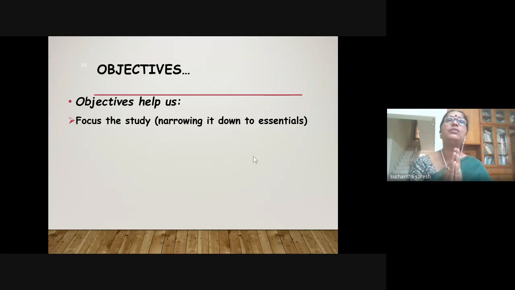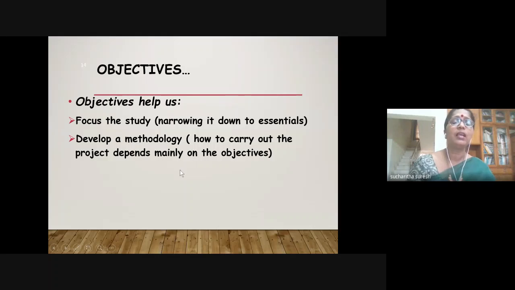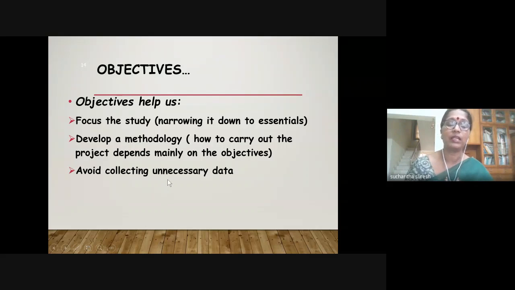Okay, so once you are clear about your objectives, it will focus the study. In the sense, it helps greatly to prepare the questionnaire and develop a methodology. Last class also I was talking about the methodology part, which comes after selecting the objectives, right? These objectives give the direction on how to carry out the whole thesis or whole study. Avoid collecting unnecessary data. Organize the study itself.